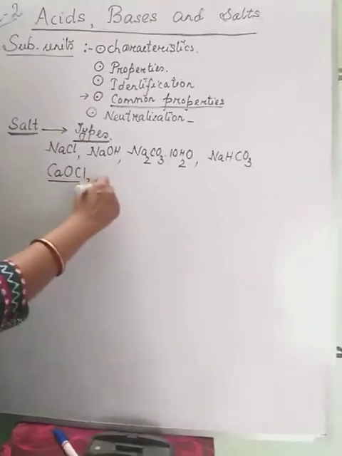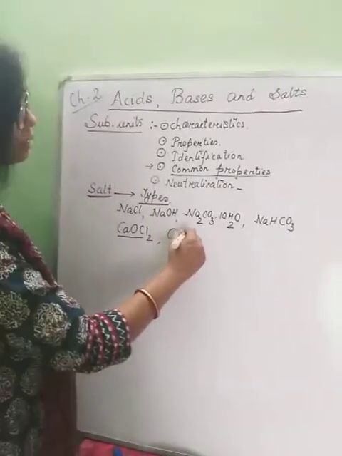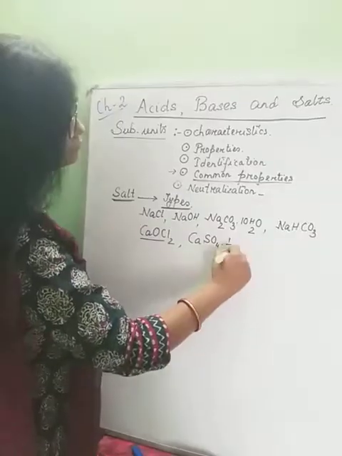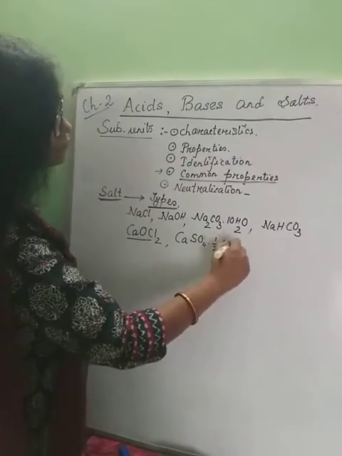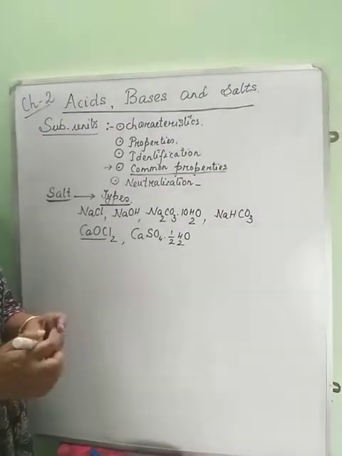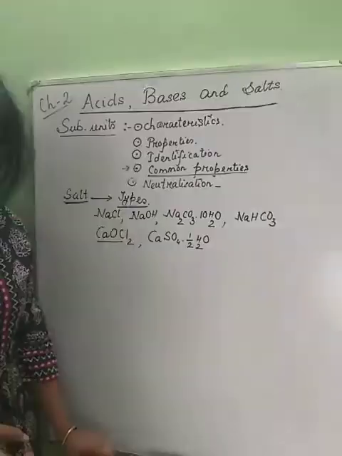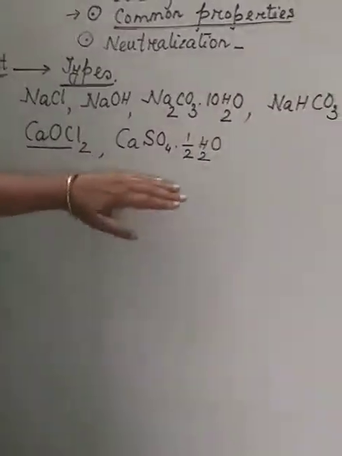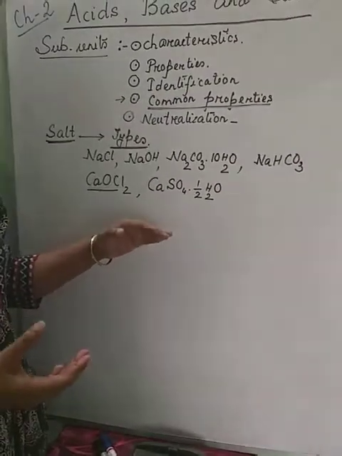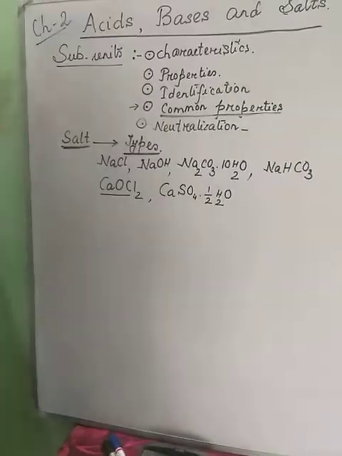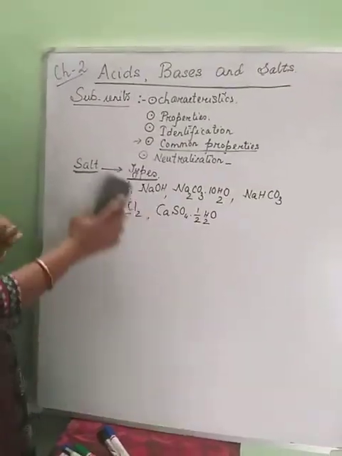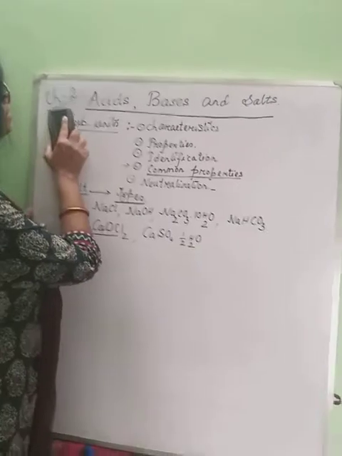bleaching powder. And one more compound, that is plaster of Paris. That is used in the setting of fractured bones as well as the casting, molding of statues and all. So all these we will study in this particular chapter. Shall I erase this?